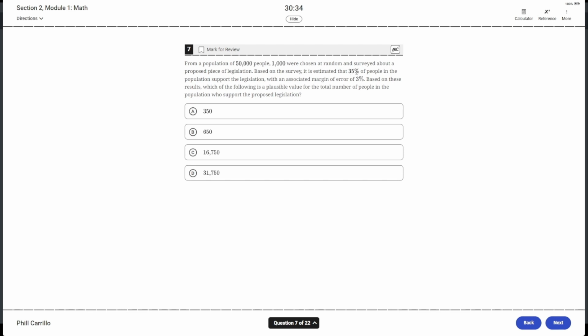Really? All that reading? Can I just do 0.35 times 50K? Well, let's see. Half of 50, that's 50%, is 25. So I gotta be under 25K, but close. Gotta be C. It's the only plausible value. Yeah, no calculation required there.